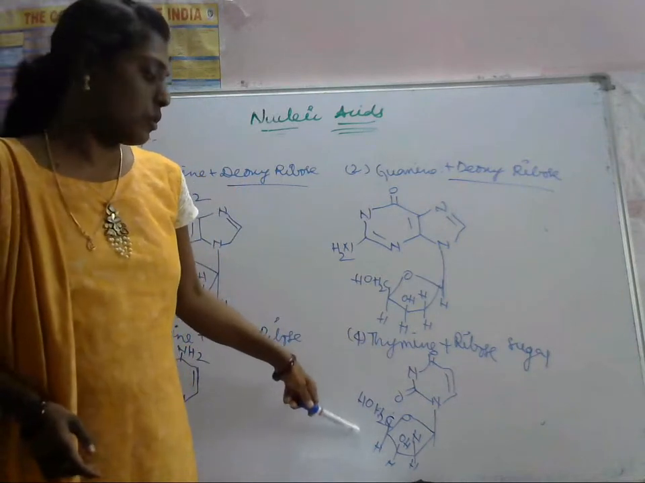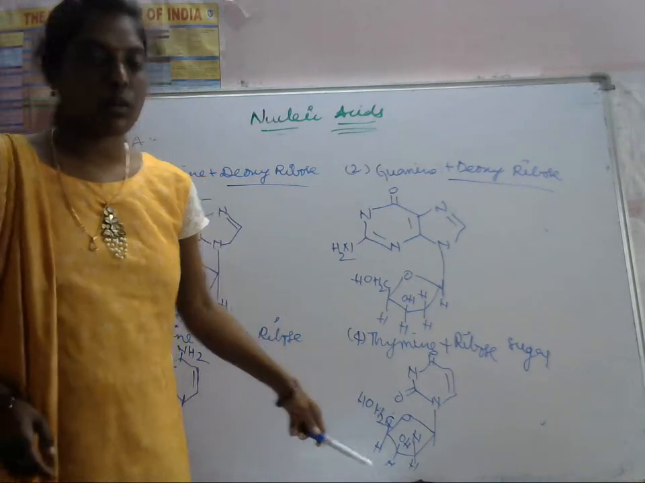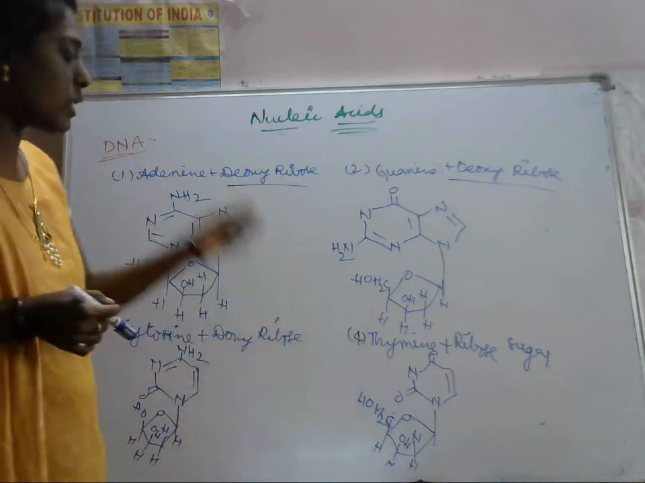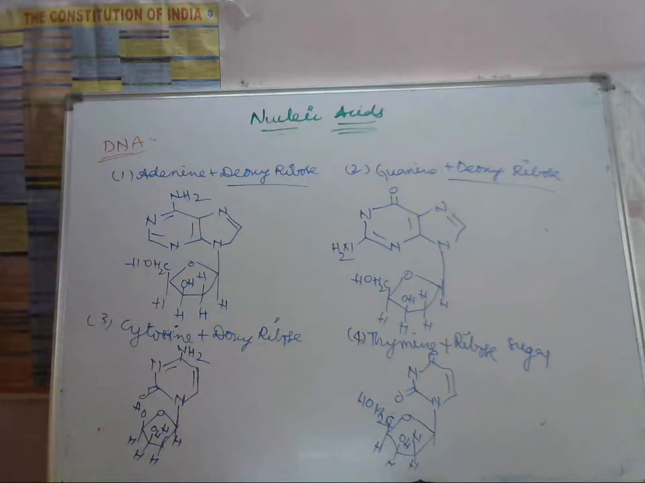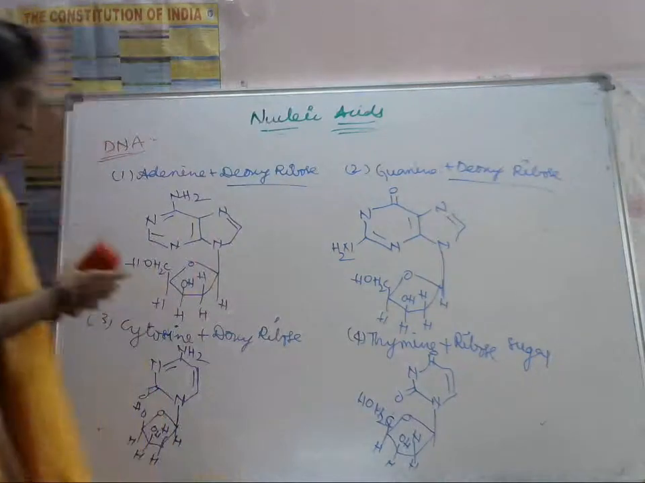Thymine ribose sugar means at the second position, especially, there is no hydrogen, so that's why it is a thymine ribose sugar. Okay, so this is about this DNA. So next.